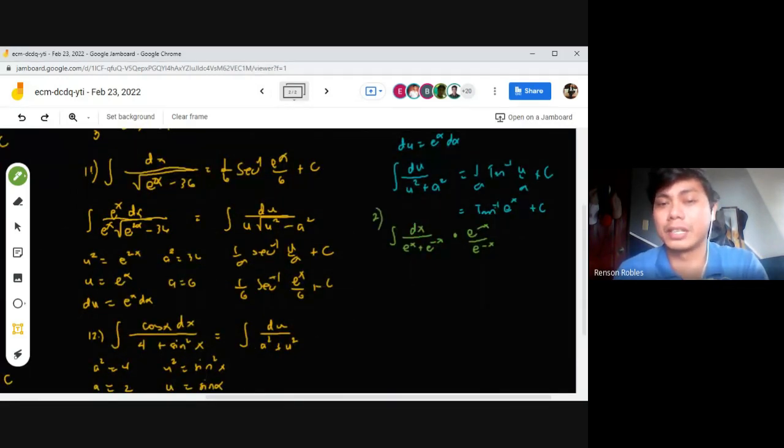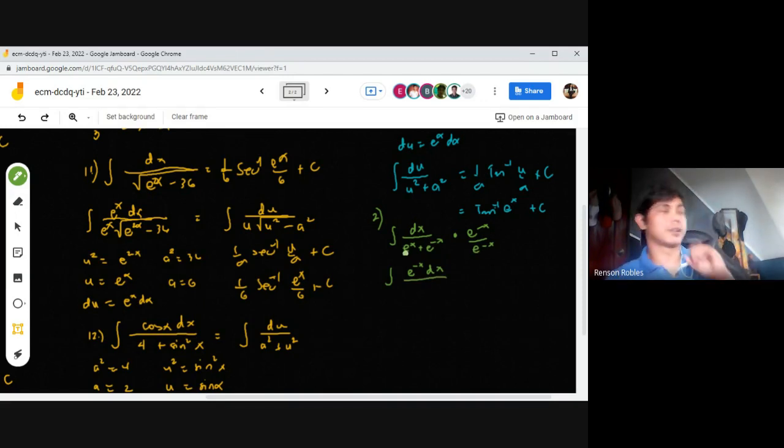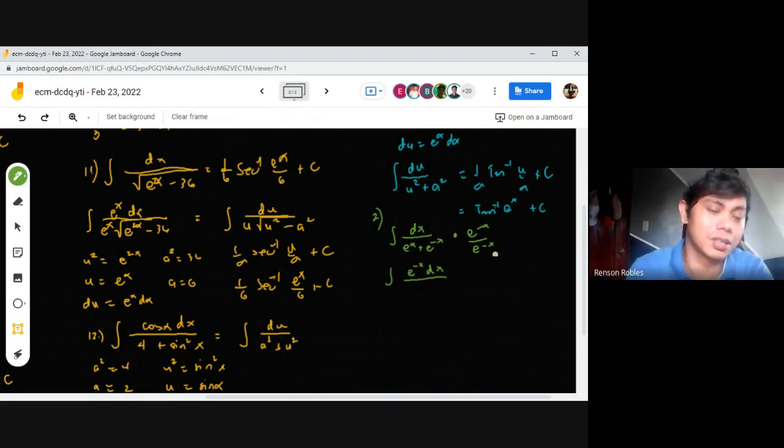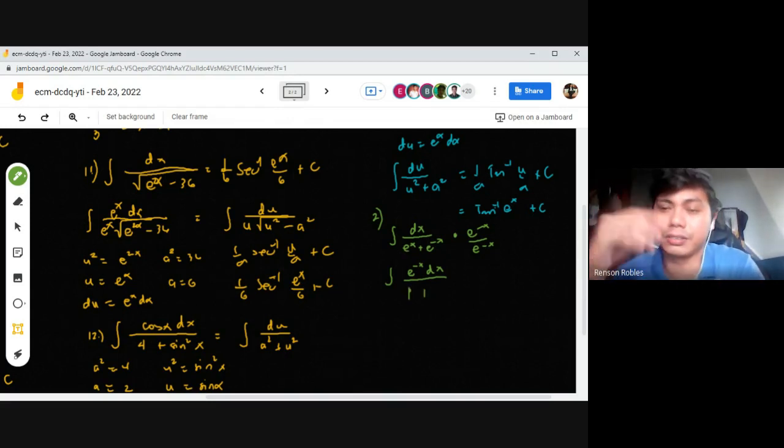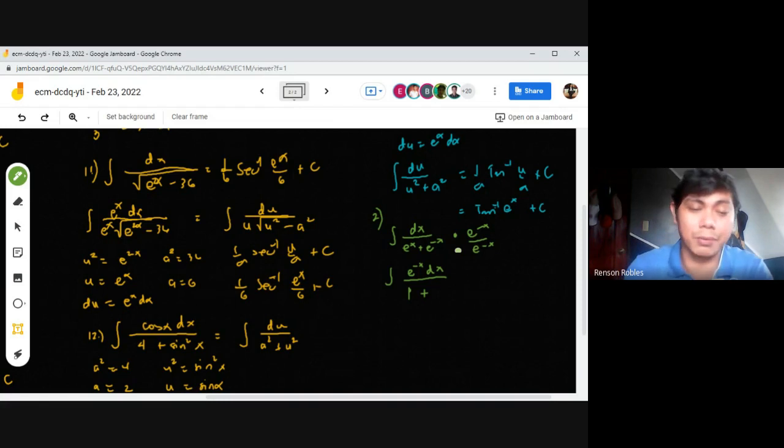So you just copy the numerator, e to the negative x dx, and then you introduce this e to the negative x to each term here. E to the x times e to the negative x, that's e to the 0, and that's 1. You know that e to the 0 is 1. Then plus, when you multiply this, you just simply add the powers, so that's negative 2x.